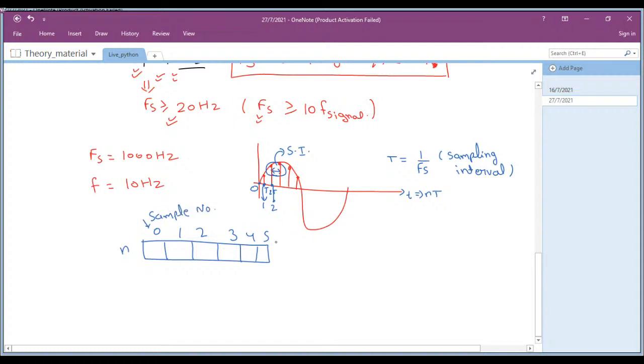Now if I multiply it by t, that means 1 by fs, so it will become 0, it will become 1 by fs, it will become 2 by fs, it will become 3 by fs. So now these values will become the time instant at which we are sampling it. When we are talking about plotting and putting the x-axis label, it depends on how you are making the x-axis. That's everything we are going to see when we do the simulation.